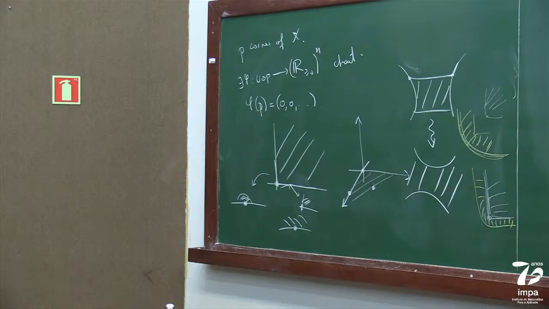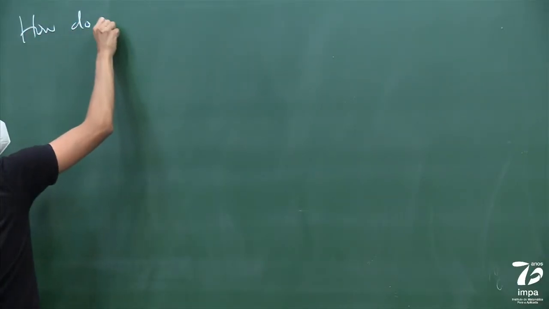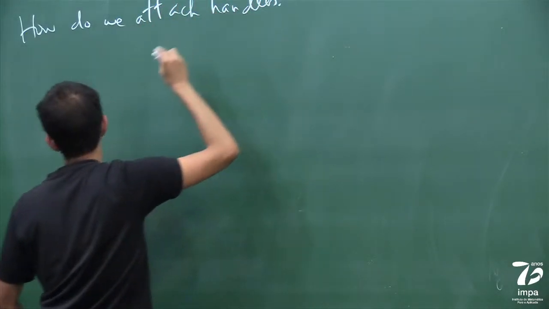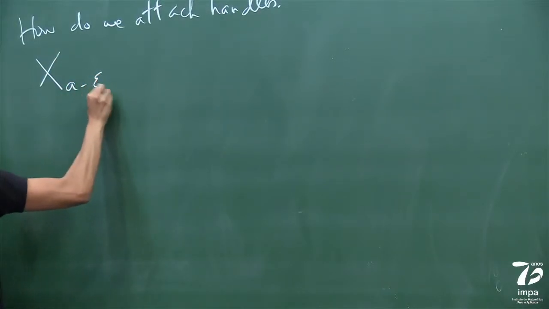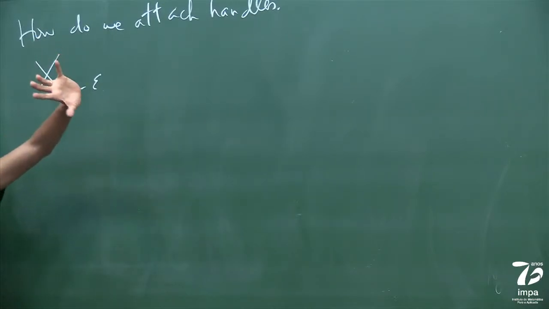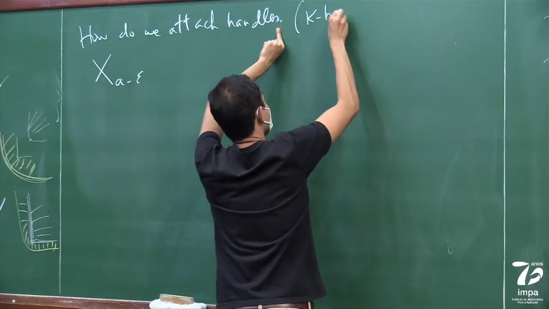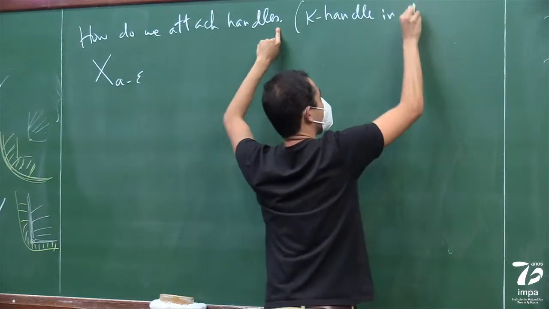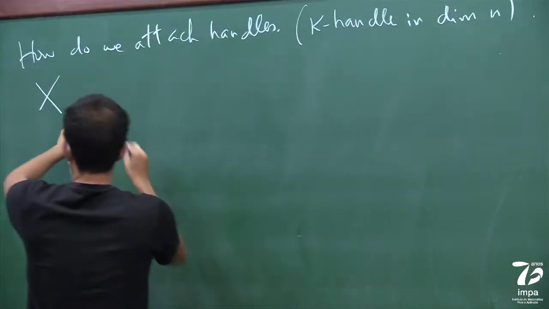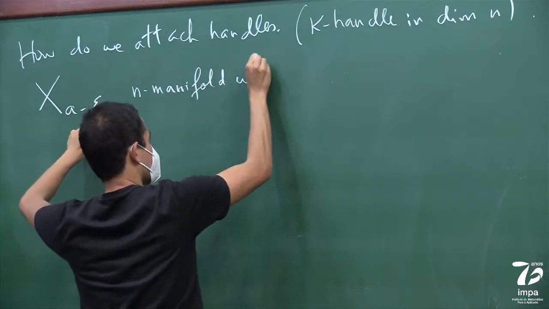Well, actually, let me say just one more thing. So what's the procedure again? How do we attach handles? So you take your manifold with boundary X_{a-ε}. And what you want to do is take the disjoint union with the product of two disks. So you want to attach a k-handle in dimension n. That means you take your manifold, which is an n-manifold with boundary.